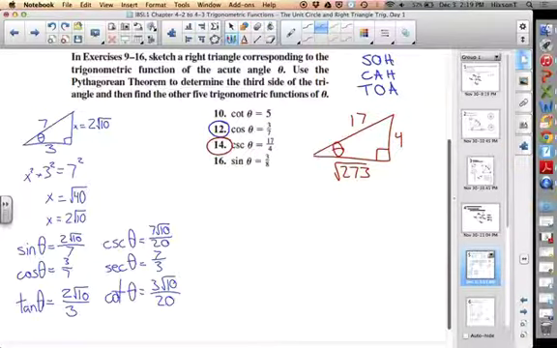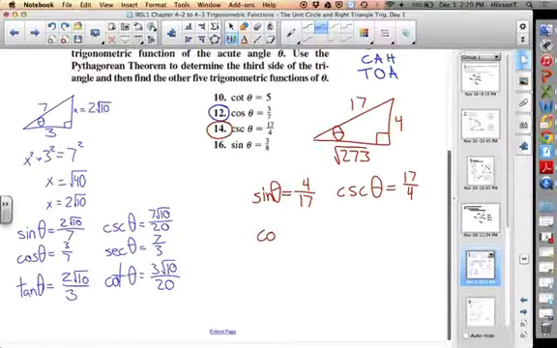All right, at this point we should have at least gotten that third side, right? We know how to use the Pythagorean theorem. Now, the cosecant was 17/4, so that automatically tells us something is 4/17. What's 4/17? Sine. Sine of theta is going to be 4/17. Now that we have this side, we can also find the cosine. What's that going to be? Root 273 over 17.